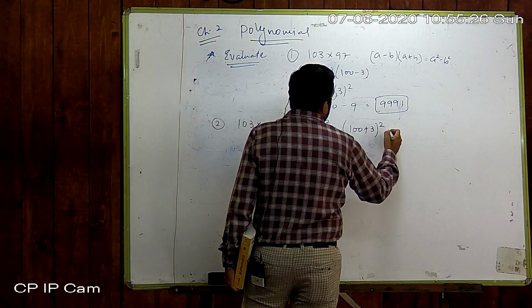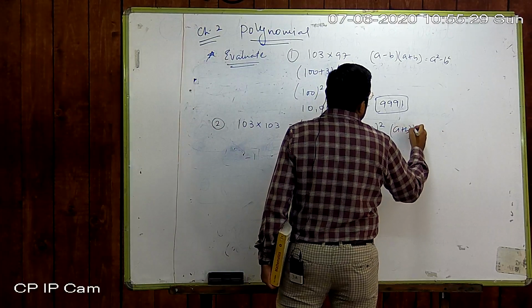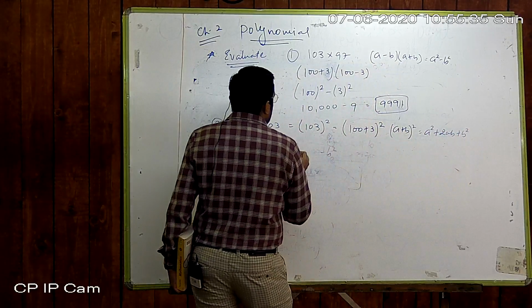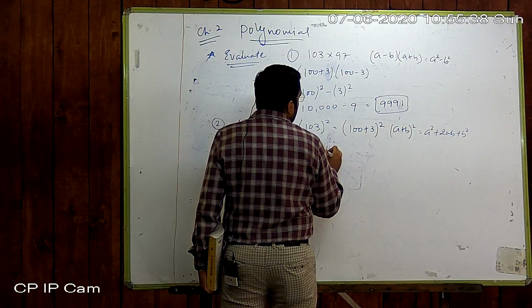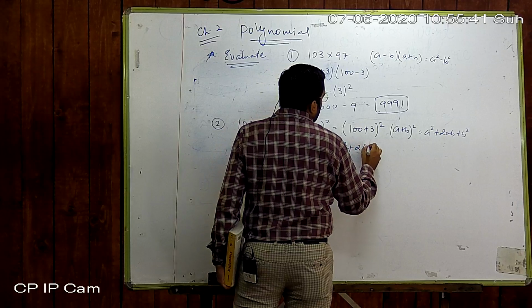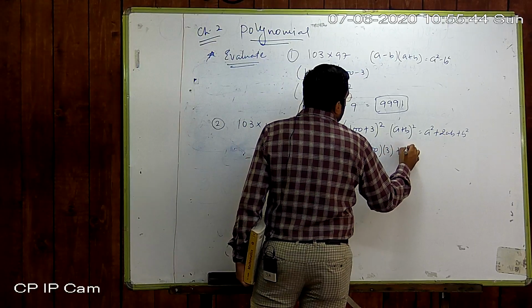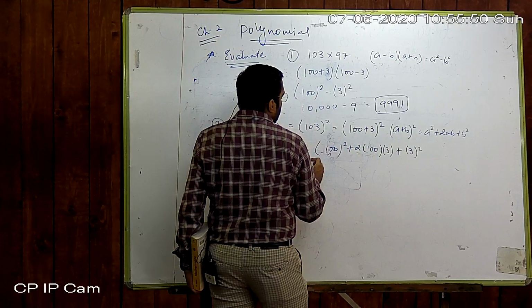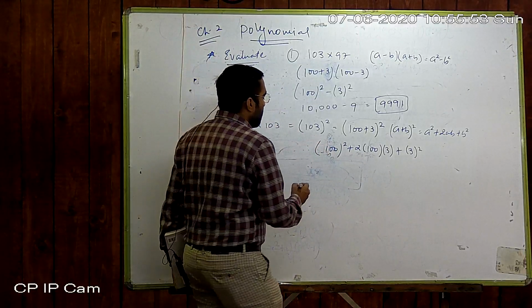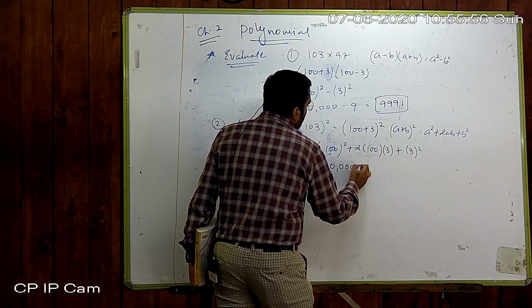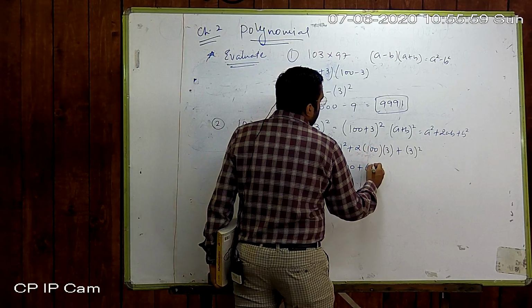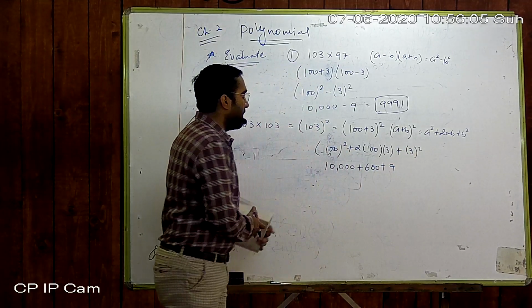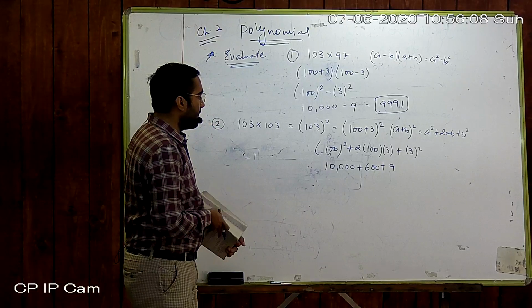So here is the a plus b whole square. So a plus b whole square, then the formula is a square plus 2ab plus b square. So I'll write as 100 first term square plus 2 into 100 into 3 plus 3 square. A square plus 2 into a into b plus b square. So 100 square is 10,000 as we know, plus 2 into 100 into 3 is 600, and 3 square is 9. Therefore my answer is 10,609.